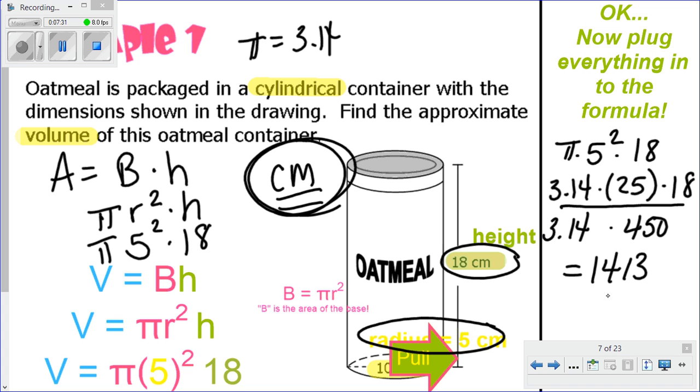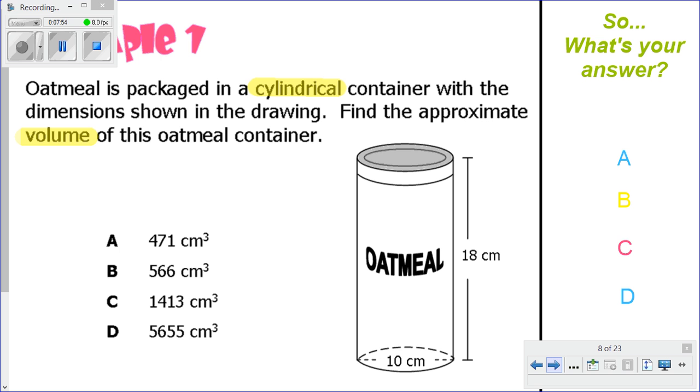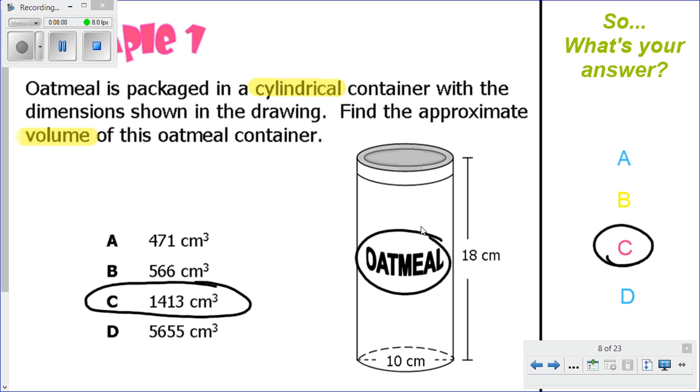So when we're measuring volume, I want you to think V3. Volume is always cubed. V to the third. So this is going to be whatever our unit is, centimeters cubed. So this is our answer. That is the volume of that cone. So the answer then that we should choose is letter C. The volume of this cylinder is 1,413 centimeters cubed, and that is how much oatmeal that this canister will hold.